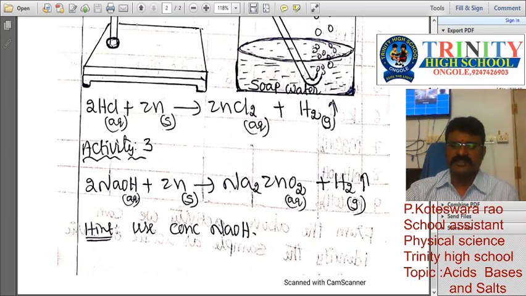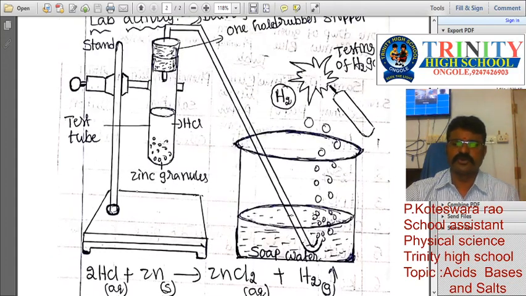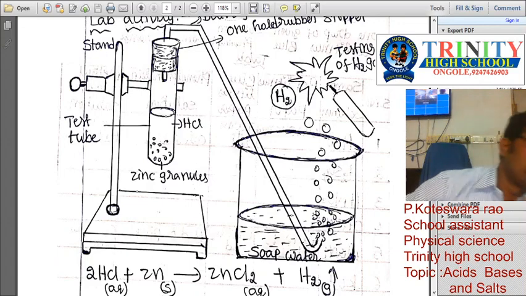Okay, here there is also one important question. Why is soap water used here? That is my question. In that experiment, why do we want to use soap water in both experiments? Soap water is used here mainly because hydrogen gas is not dissolved.